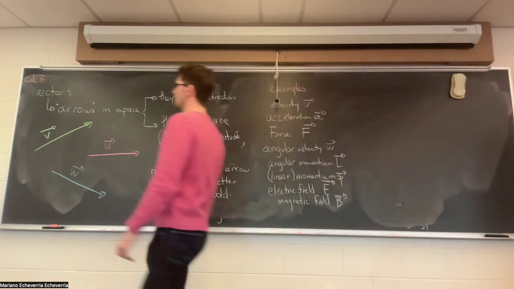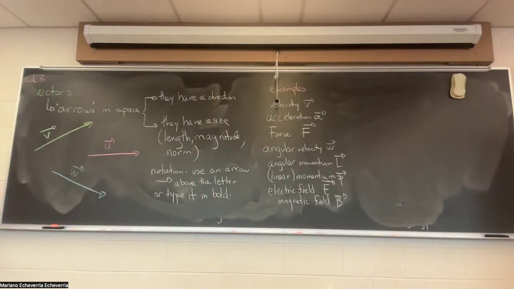Okay, so there are a bunch of things that are vectors, but again, the important thing about them is that to specify them, you do need the direction. That's how they're different from an ordinary number.